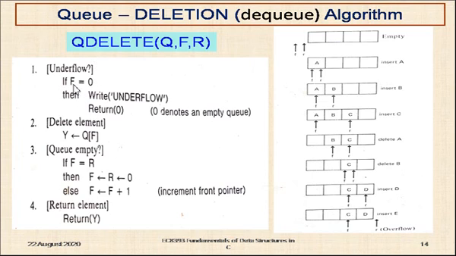If f is equal to 0? In this case f is not equal to 0, f is equal to 1. So the condition fails. That means data elements are available in the queue. That's the meaning. It goes to the next step. y is equal to q of f. What is f now? 1. So q of 1. What is q of 1? A. So A is moved to the variable y.